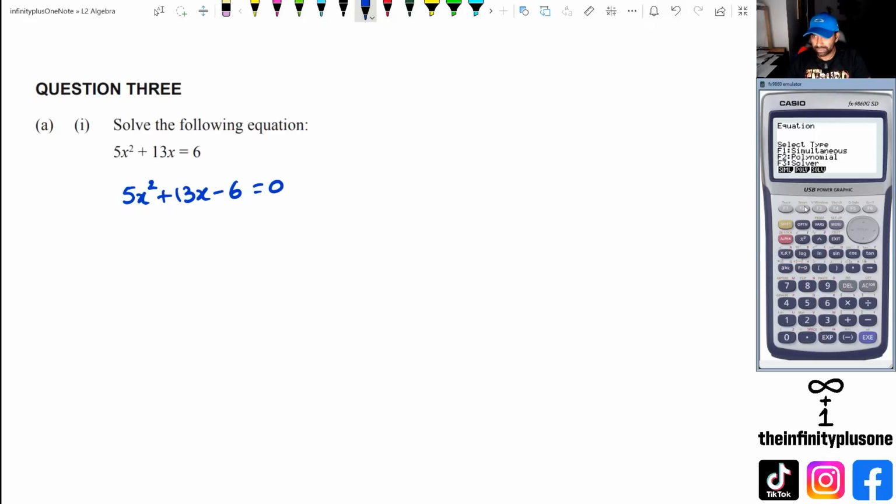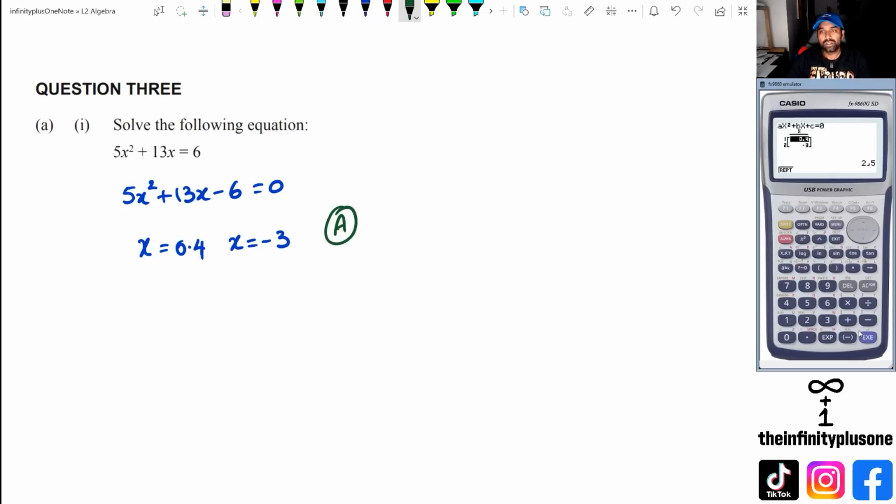just throw that in there under polynomial, 2 degrees. We've got 5, 13, and minus 6. When we do this, we're going to get x is equal to 0.4 and x is equal to minus 3. And with that in mind, looking at the answer schedule, they're just looking for the 2 answers. So that's going to get you an achieved.